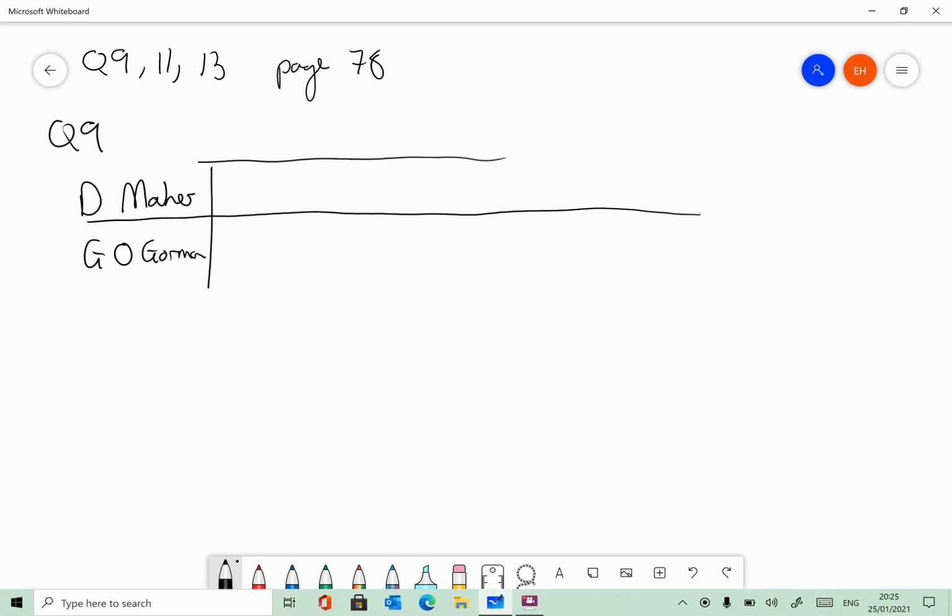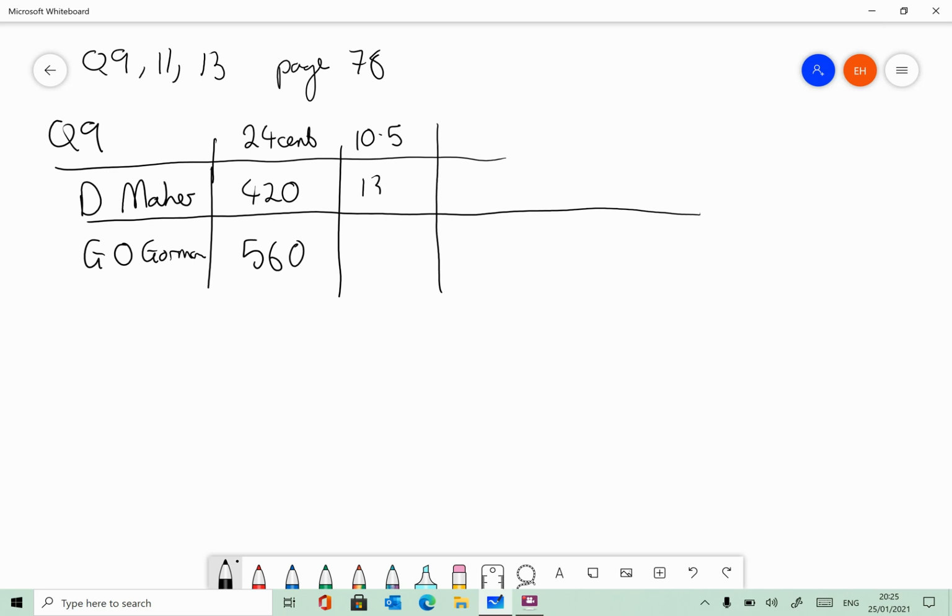And this guy here, he uses 420. And this guy here uses 560 at that particular rate. And that rate in the day is 24 cents. And at night, the rate is 10.5 cents. And this is 130, and this is 370. And there is also a standing charge. It's 28.90, and it's 25.60.